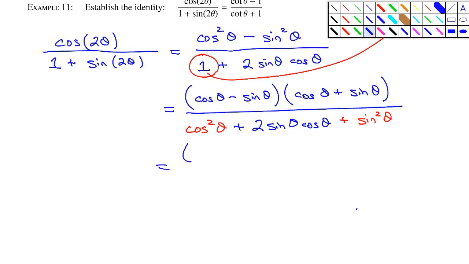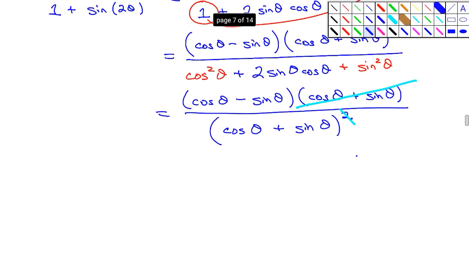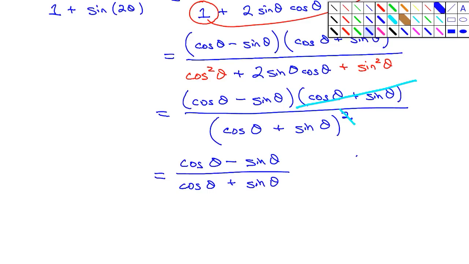All right, let's go ahead and factor the bottom. The top stays the same. And the bottom is a perfect square, so it's cosine theta plus sine theta quantity squared. With this, cosine theta plus sine theta on the top cancels with one of the factors of cosine theta plus sine theta on the bottom. That leaves us with cosine theta minus sine theta over cosine theta plus sine theta. And at this point, you can see that it looks very much like what we want. It's not quite there yet.